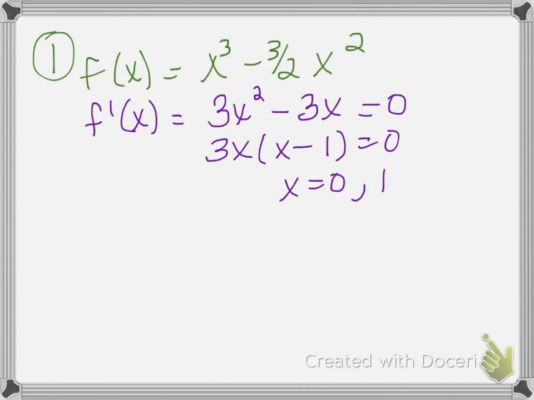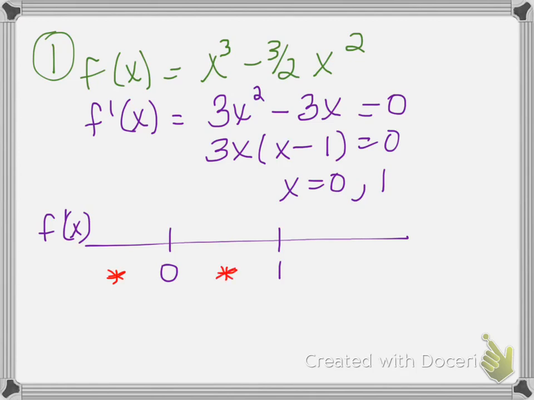Easiest thing that I think we're going to do here is make a number line. Okay? And we're going to put our critical points on the number line. Right? And then we're going to test every little interval by using the derivative. So we're going to come up here and pick some values. Pick a value less than 0, something between 0 and 1, and something bigger than 1. And we're going to plug it into the derivative to see if you get positive or negative.